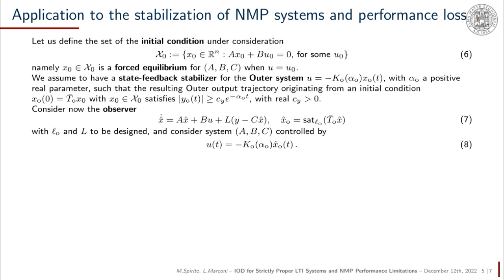In order to construct the output dynamic feedback for the real plant, we consider an identity observer dynamics, from which we can obtain an estimation of the outer state, and we consider the control law to be equal to the estimation of the state feedback stabilizer we assume to have for the outer system.